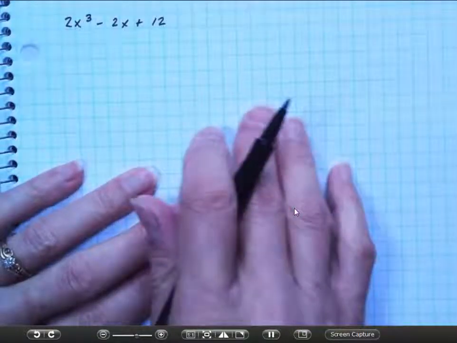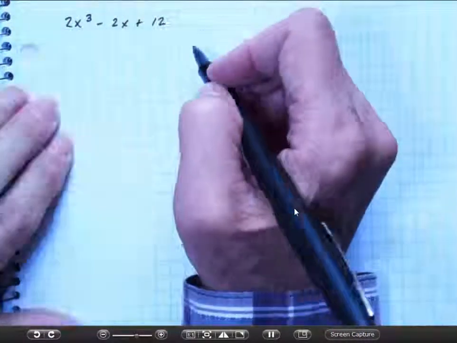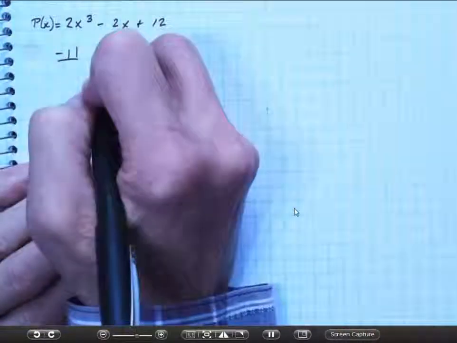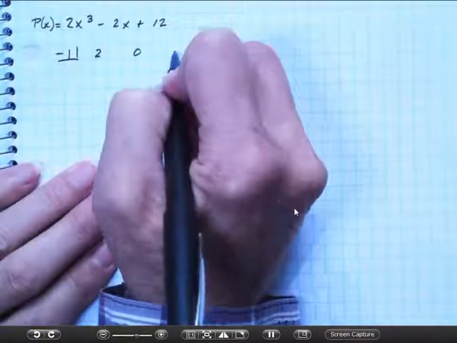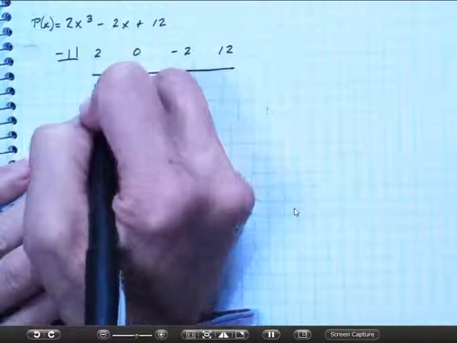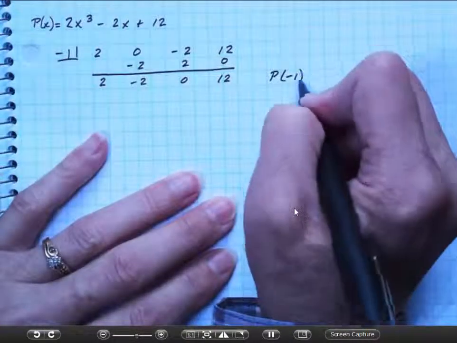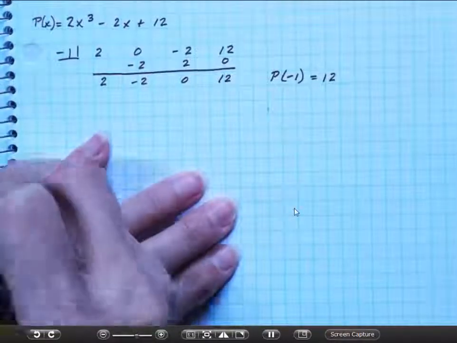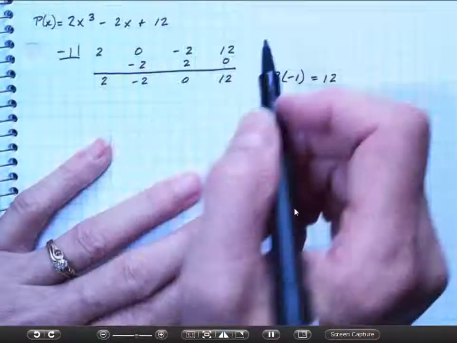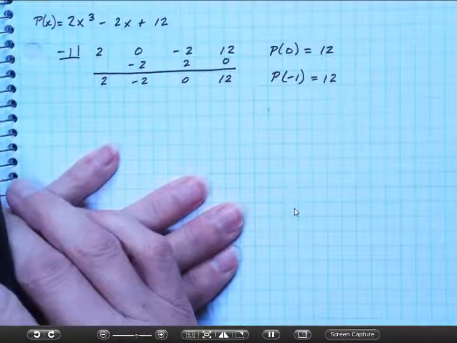Okay, so using this polynomial, I'm going to start looking for my negative zeros, and the first negative 0 I'm going to try is negative 1. So using 2, 0, negative 2, 12 as my top line. Remember, you need to put a placeholder in for x squared. And doing the synthetic division, I come up with 12. So that means that p of negative 1 is equal to 12. And I'm going to go back and look at my reduced polynomial, and that tells me that p of 0 was equal to 12. So I really haven't gone anywhere, have I? So negative 1 doesn't work.